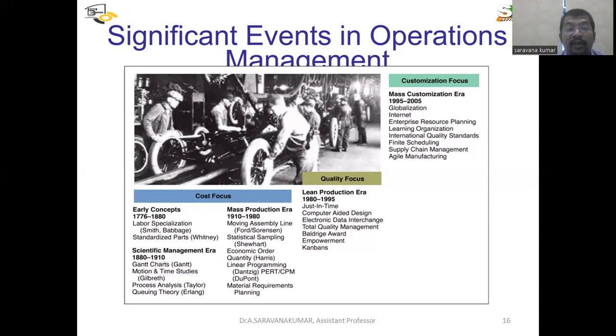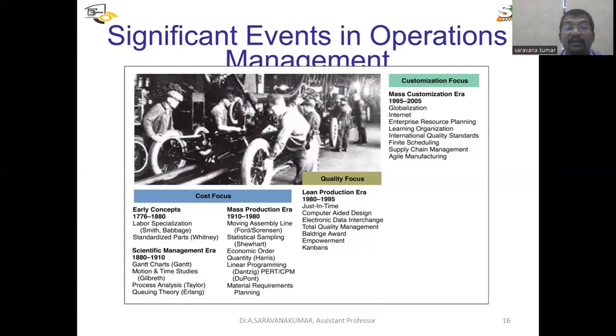And also the mass production era, 1910 to 1980: moving assembly line by Ford and Sorensen, statistical sampling by Shewhart, Deming, one of the quality gurus, economic order quantity by Harris, linear programming by Dantzig, PERT and CPM, the Program Evaluation and Review Technique and Critical Path Method by DuPont, and material requirements planning. So these are the things related to the historical cost focus.